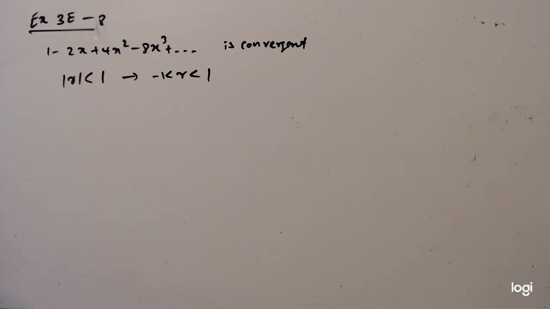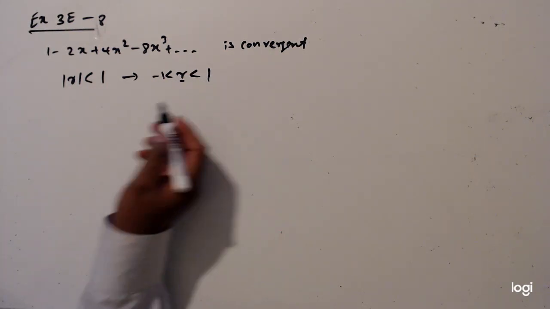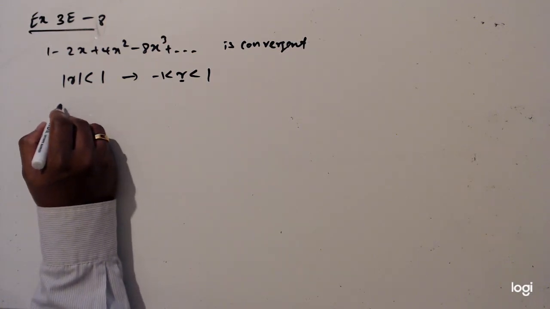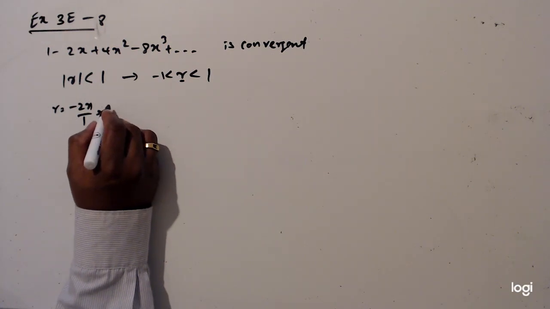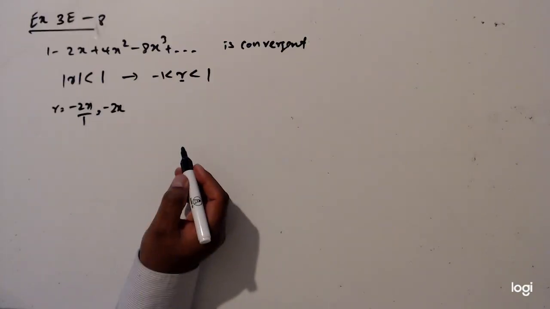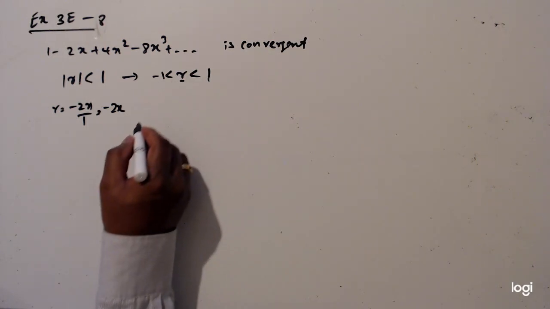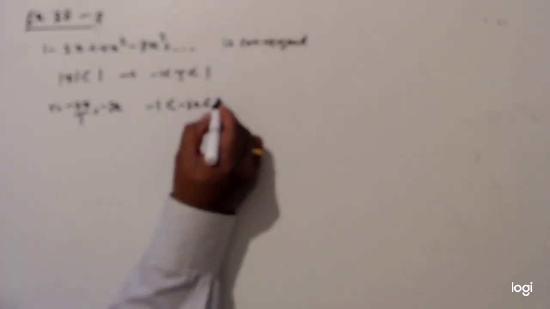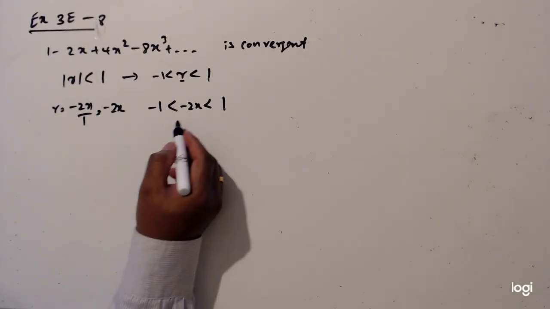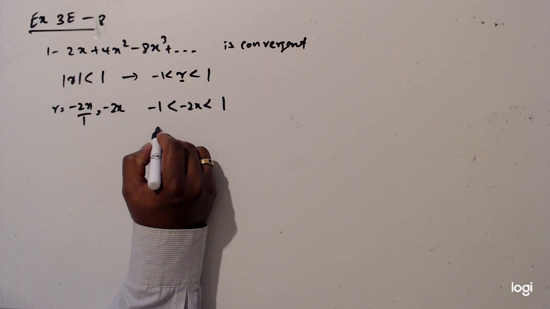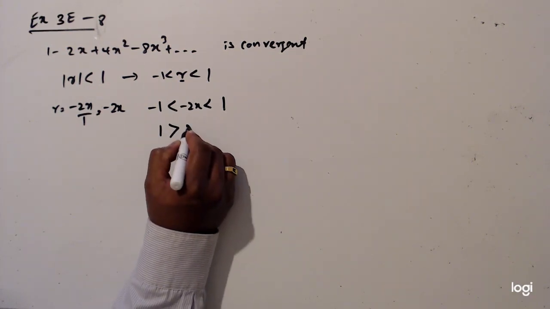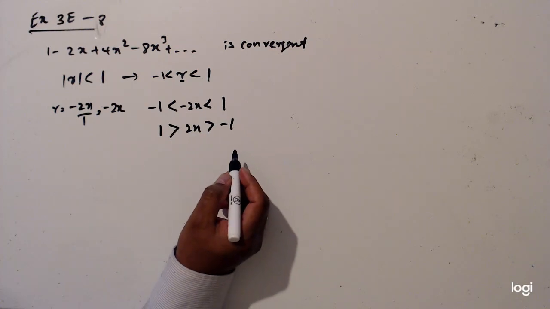Now what is the r value? r is minus 2x over 1, that is minus 2x. Then I will substitute here: minus 1 less than minus 2x less than 1. So I will multiply by minus, so 1 greater than 2x greater than minus 1.